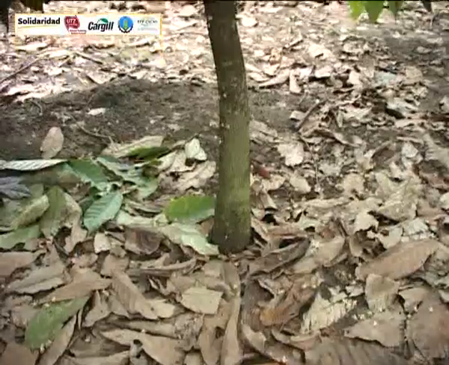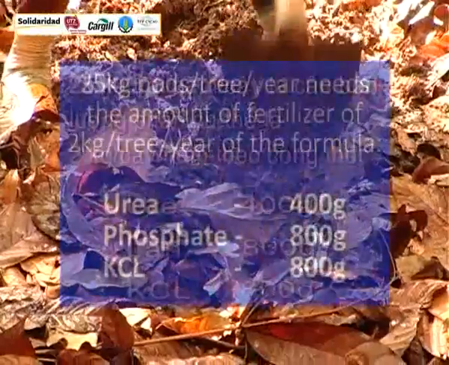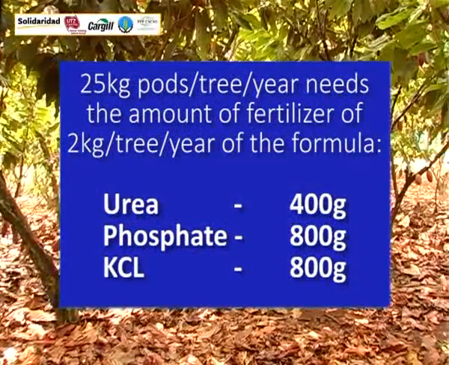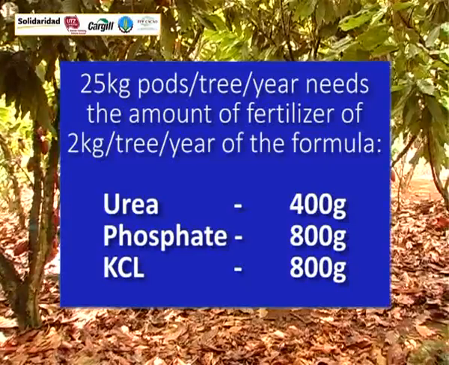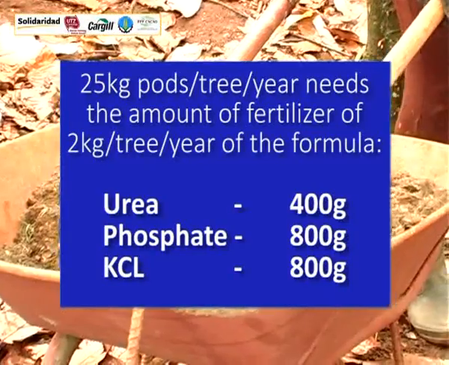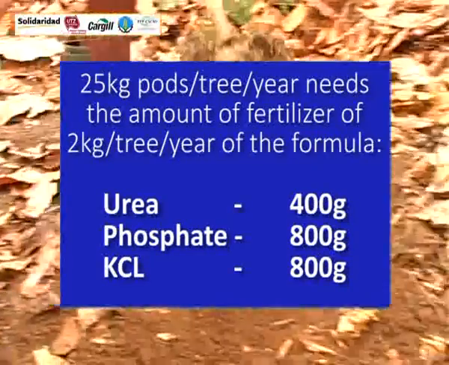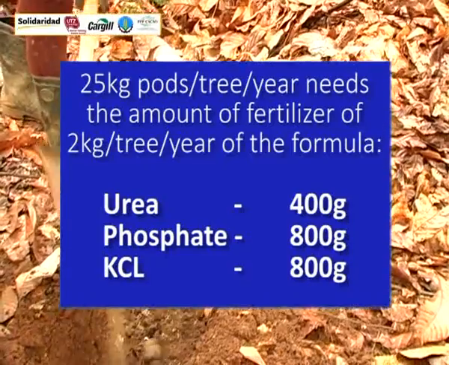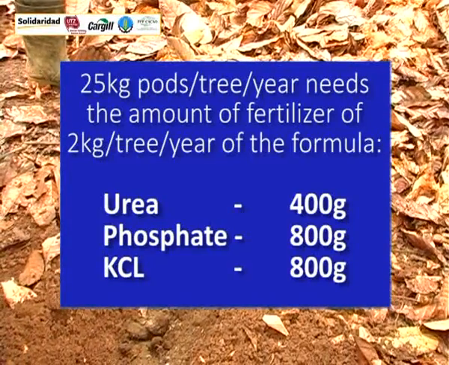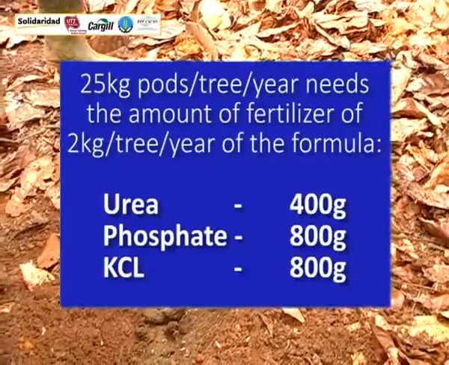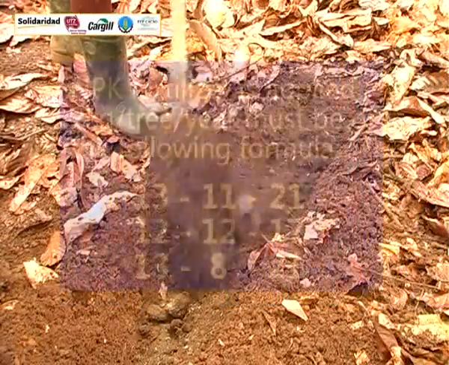Amount and type of fertilizer for the production stage. With the expectation of yielding around 25 kilograms of pods per tree per year, we will need a specific amount of fertilizer of 2 kilograms per tree per year of the following formula: 400 grams of urea, 800 grams of phosphate, and 800 grams of potassium chloride.